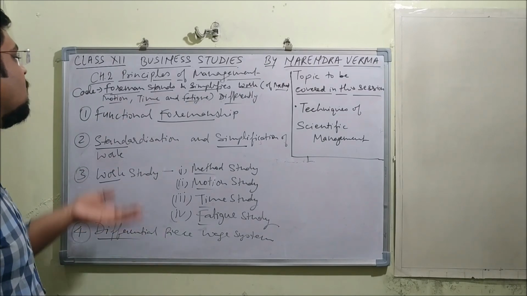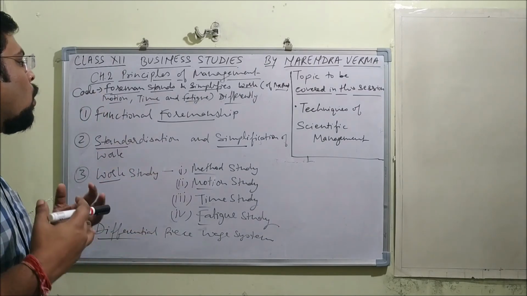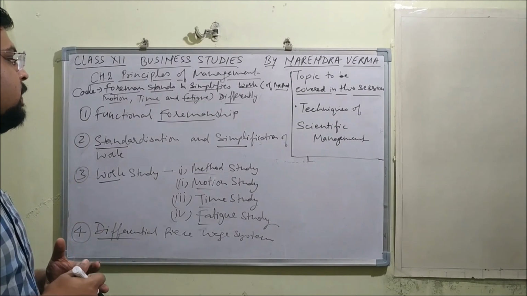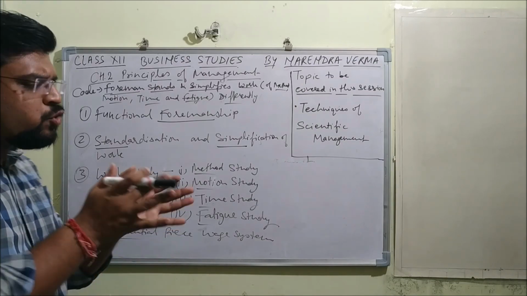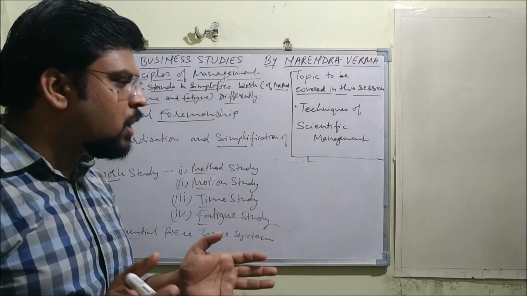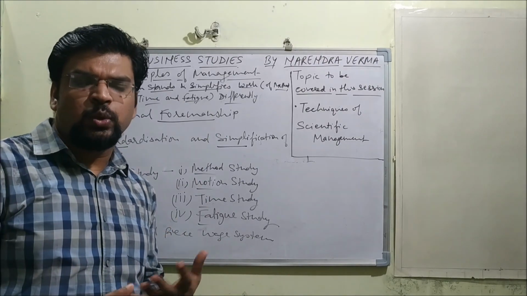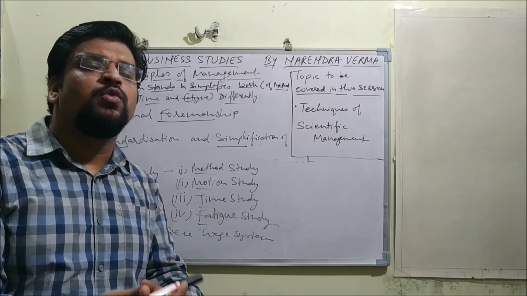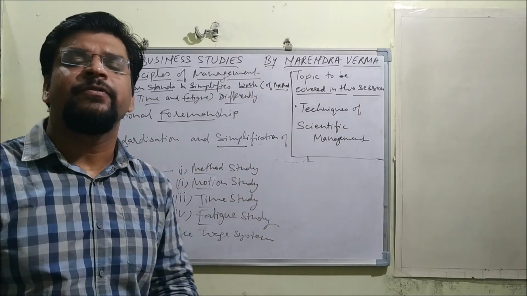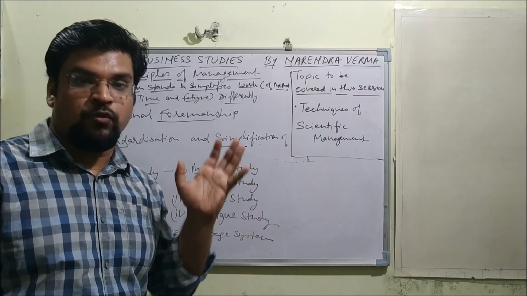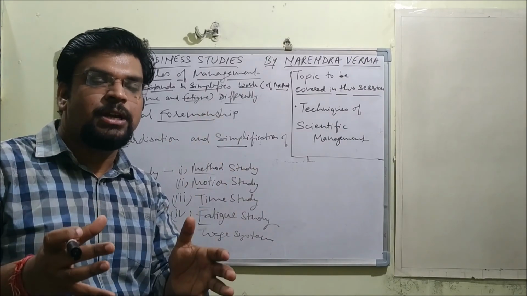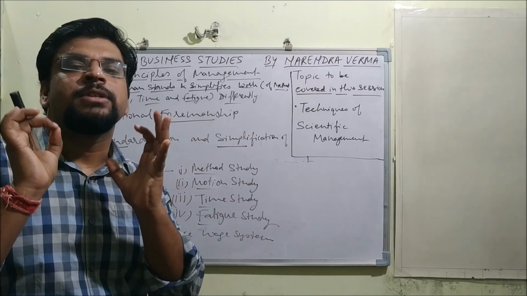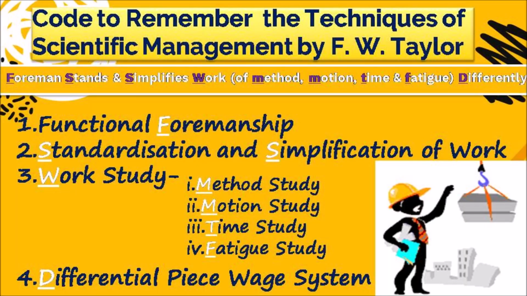What is the code once again? Foreman stands and simplifies work of method, motion, time and fatigue differently. You'll have to imagine, you already know that we make a code which is something unique, so you need to imagine a foreman standing and simplifying a kind of work related to method, motion, time and fatigue in a different manner. If you imagine that kind of situation in your mind right now, then you will always remember this particular code is related to the techniques of scientific management given by F.W. Taylor.